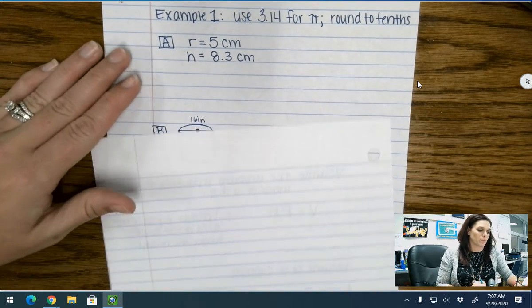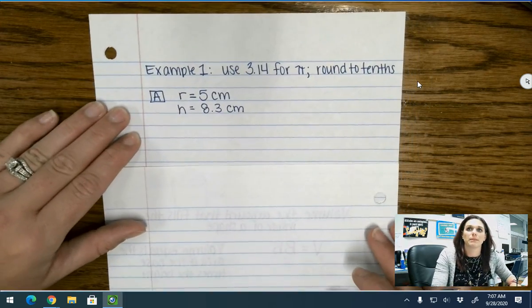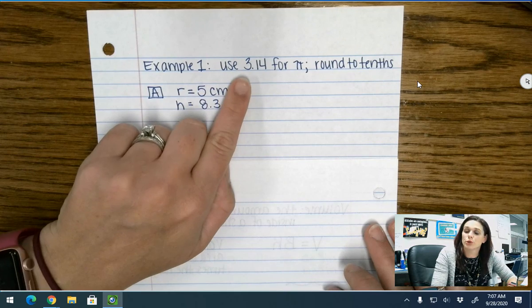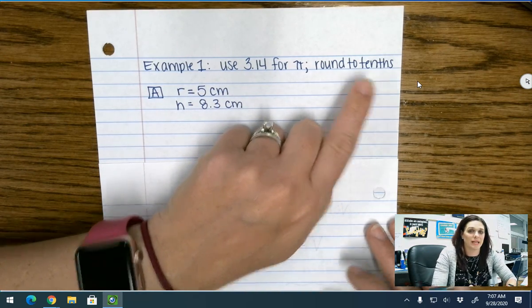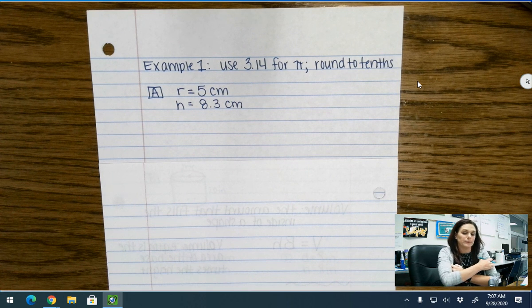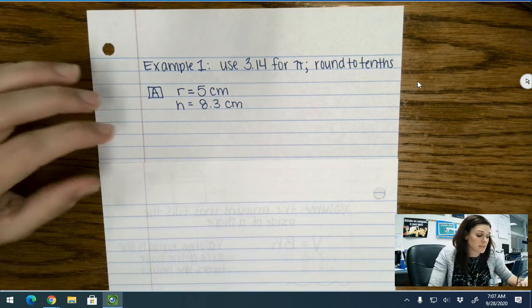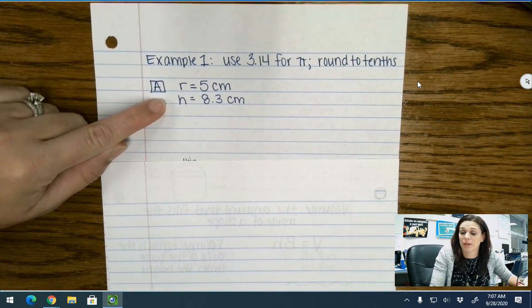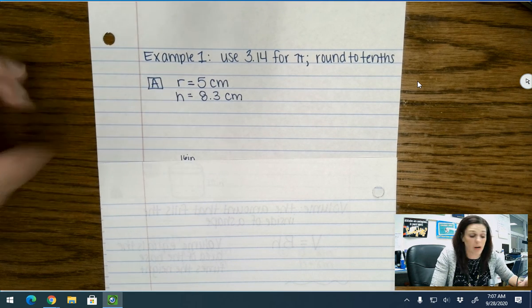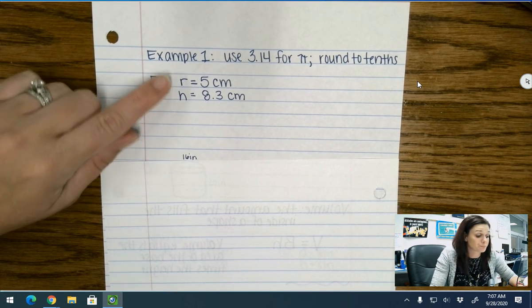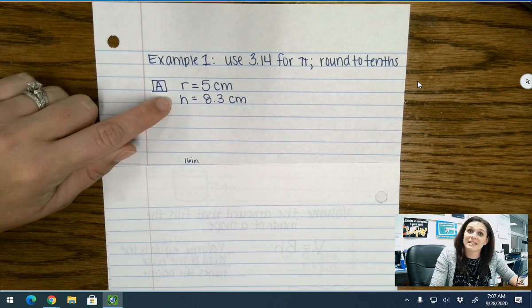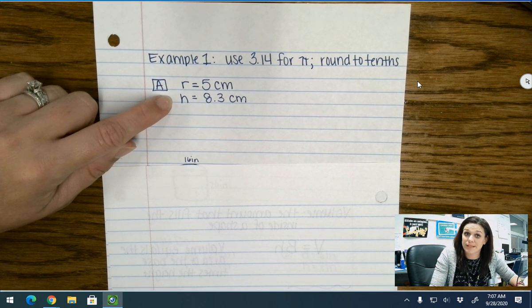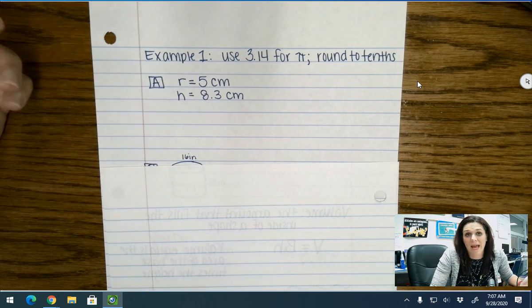Example 1: they're telling me my explicit directions. I'm going to use 3.14 for pi, and round to the tenths place. Sometimes our problems are not in picture form. They give it to us in algebraic form, so they tell me what the letters mean. Here they tell me that my radius is 5 centimeters, and my height is 8.3 centimeters. If you want to draw that, you can, but we don't have to.